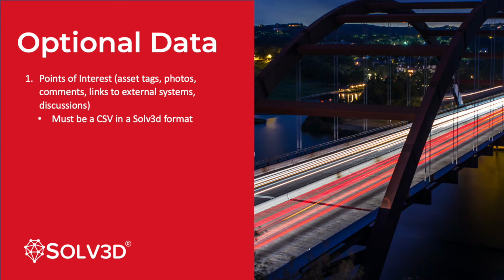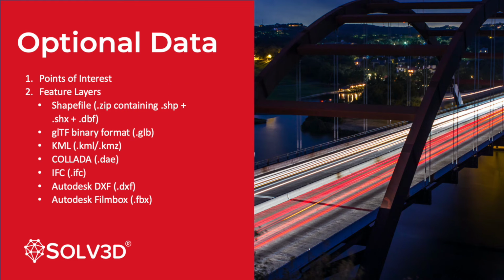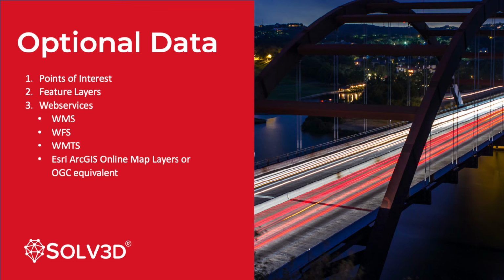Additionally, those feature layers, as we call them, like the line work and the 3D models, there's a whole bunch of types that we support, including shapefile, GLTF, KML, Collada, IFC, and some of the Autodesk formats like DXF and Filmbox. When you get into some of the web services, there's additional data layers you can pull from, say, Esri. We're talking about WMS, WFS, WMTS, Esri ArcGIS Online Maps, all those different layers, as well as the OGC equivalent of those services.